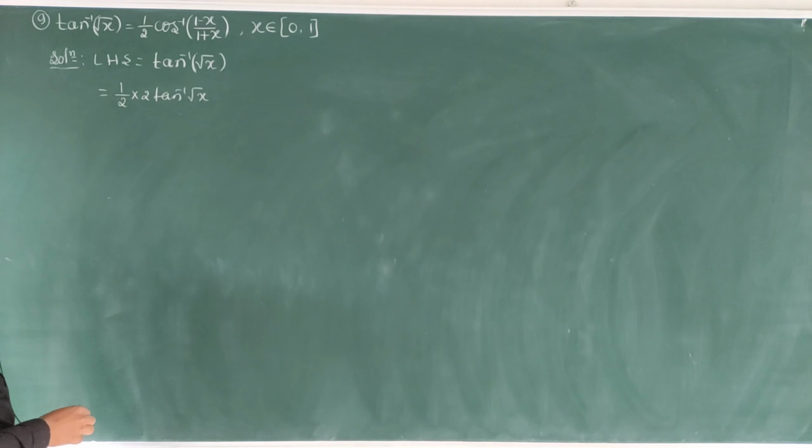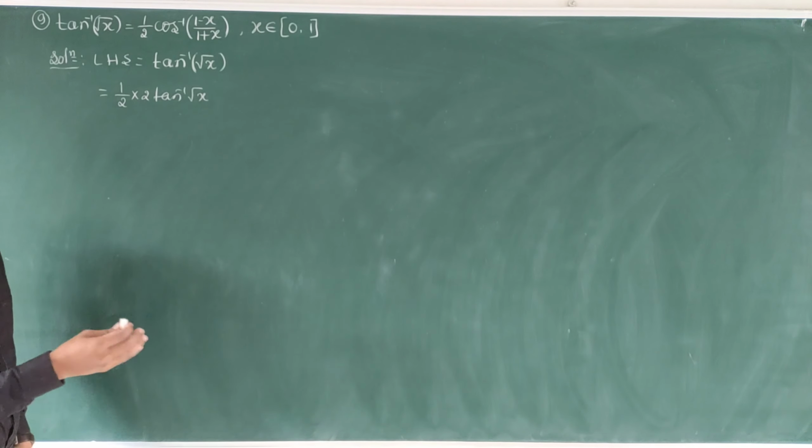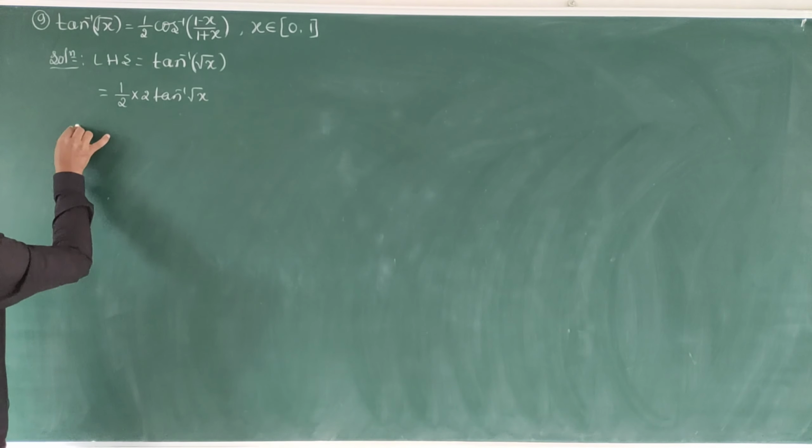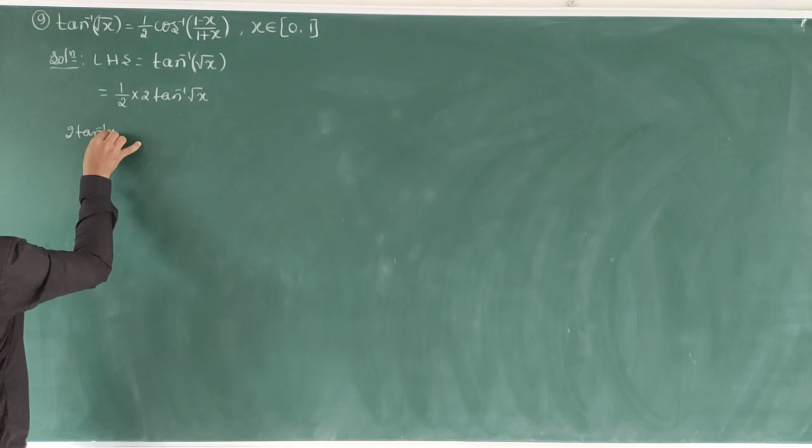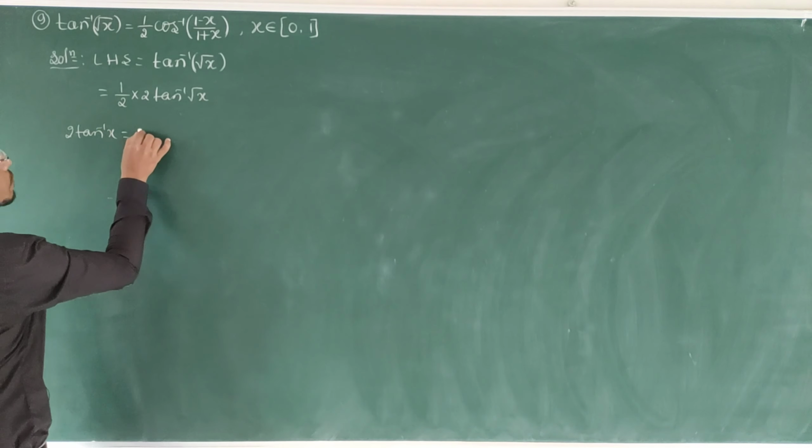Okay, so we know the formula for tan inverse in terms of cos, that is 2 tan inverse of x is equal to cos inverse of (1 minus x square) divided by (1 plus x square).